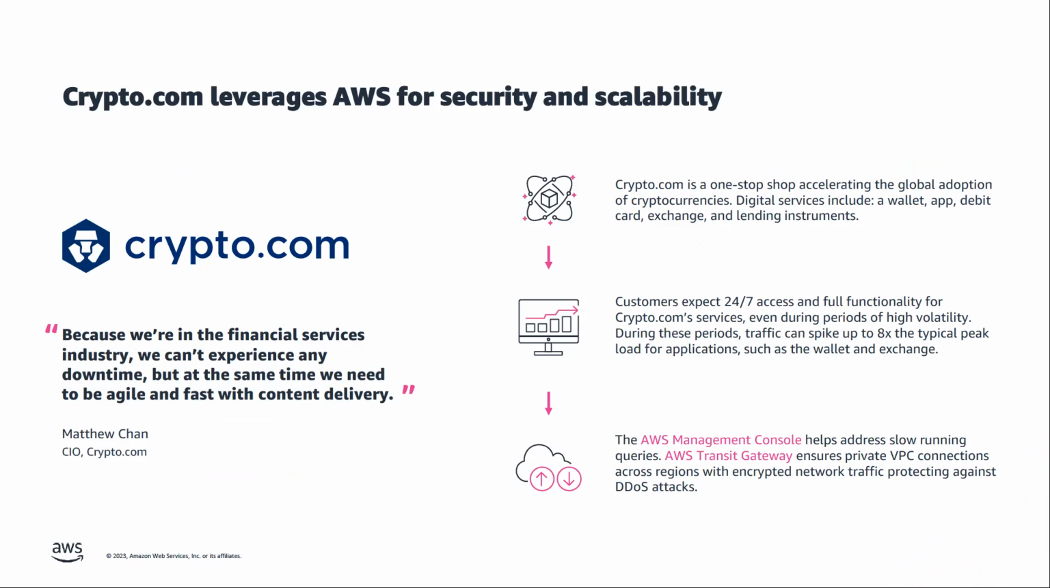To take an example that uses the Transit Gateway, our service to connect different virtual private clouds in different AWS regions to give high scalability. At the same time, all the traffic is encrypted, so it can protect their platform from DDoS attacks.